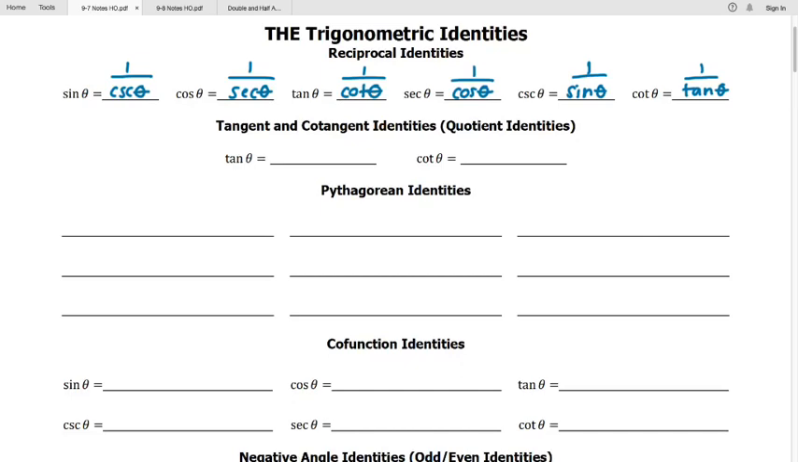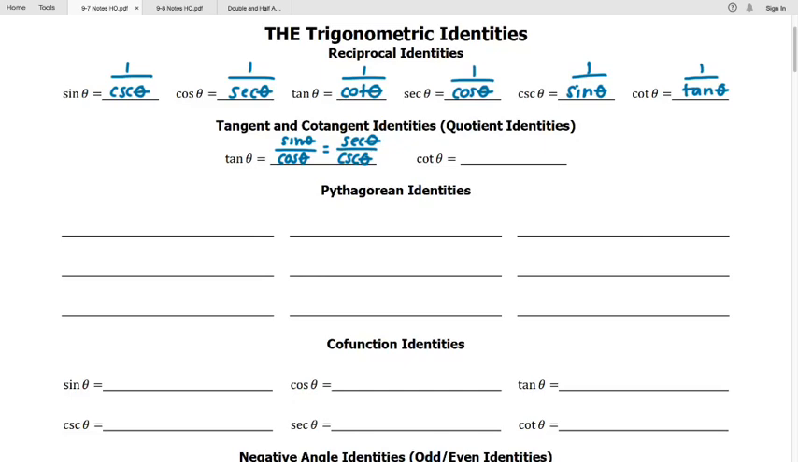Something slightly different, I'll refer to them as the quotient identities. Tangent can always be written as sine over cosine. That comes from knowing tangent is y over x, opposite over adjacent. We can also rewrite that as secant of theta over cosecant of theta. So we can use those reciprocal identities as well.